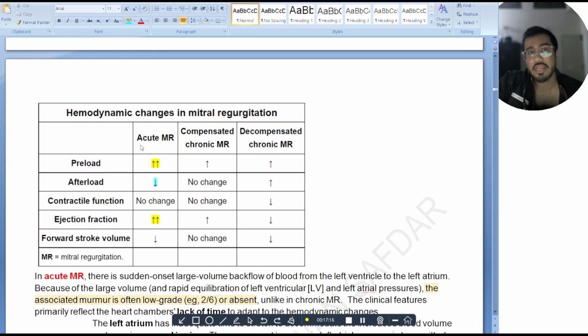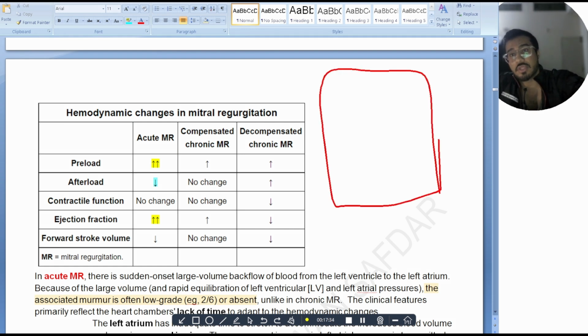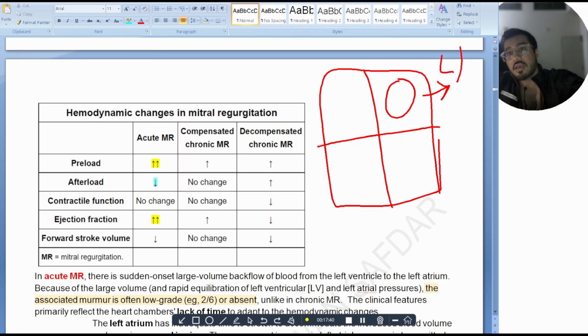So in acute mitral regurg, what is gonna happen to the preload? What do you mean by preload? By preload we mean the amount of blood volume coming from the left atrium. Let me just draw it, that's gonna make some visual as well. So this is the heart, these are the four chambers, and the blood in the left atrium, LA, is referred to as preload. So in acute mitral regurg, what is going to happen to this preload?